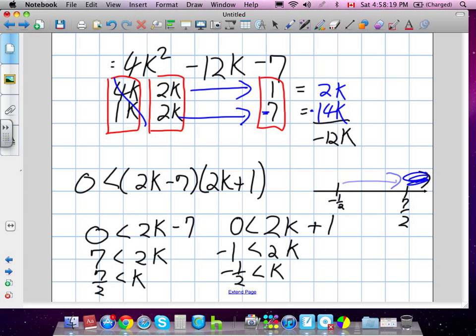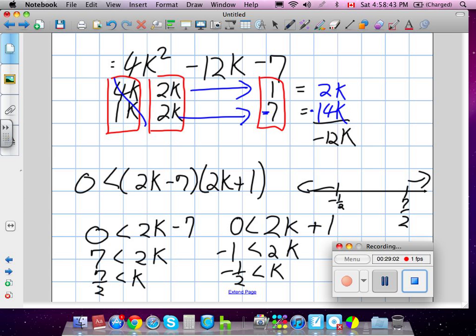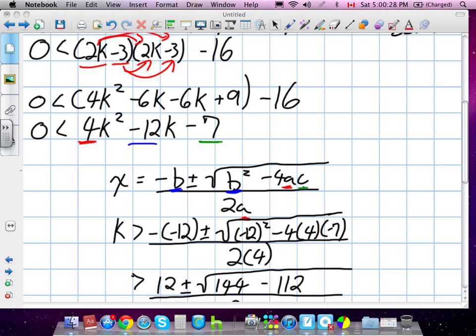oddness to this question. What should have happened is this should have been a negative, or what should have happened when a negative moved, this should have flipped this sign. In other words, saying k has to be less than 1/2. So we're looking for numbers that are less than 1/2 or greater than 7 over 2 is what we should have been looking for when we went through this question.